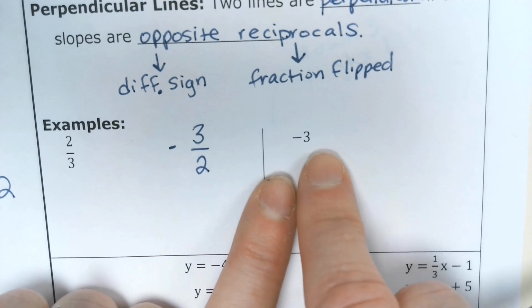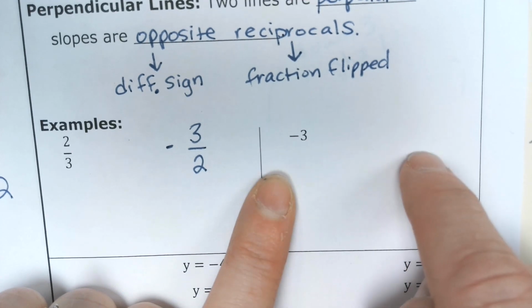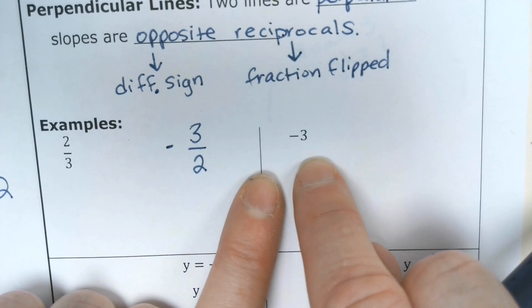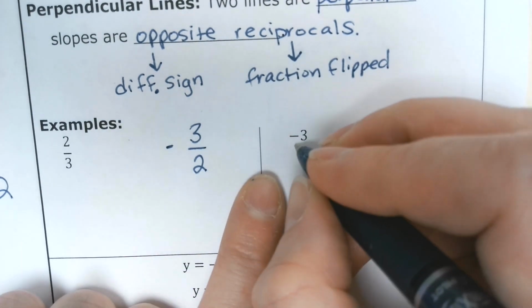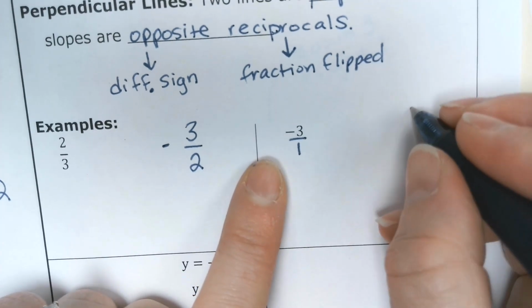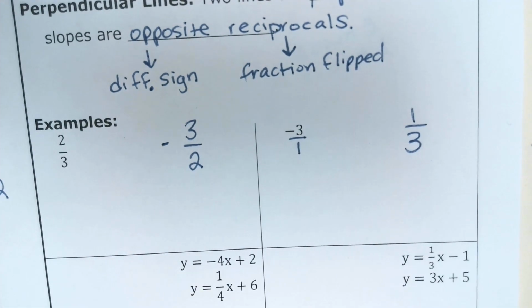So then this one, -3. We're going to change the sign so that the other one will be positive and flip the fraction. But there's no fraction here. But could we make -3 into a fraction? What would be the denominator? 1. So we are going to flip the fraction and change the sign. So it becomes positive 1/3. These are opposite reciprocals.